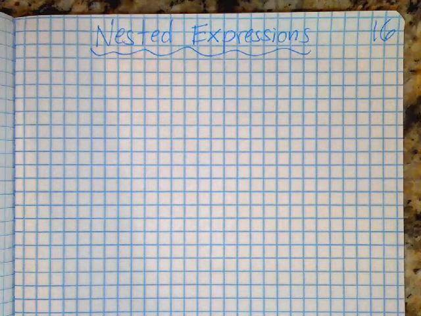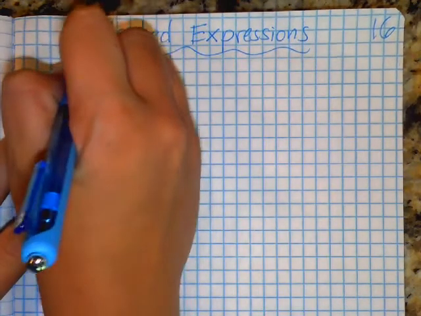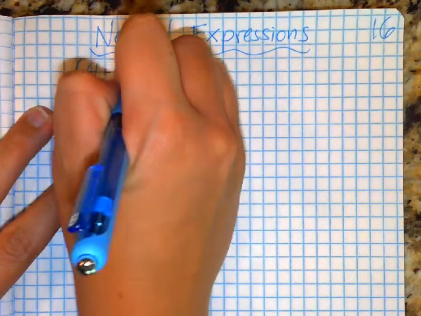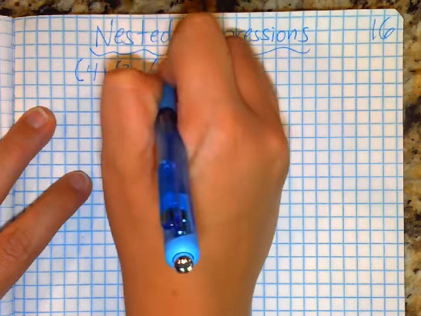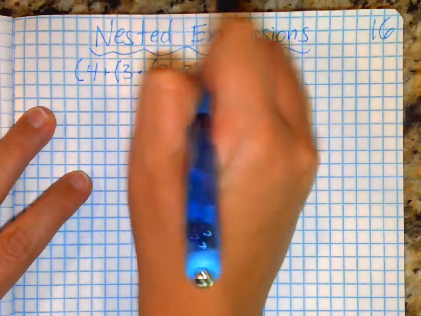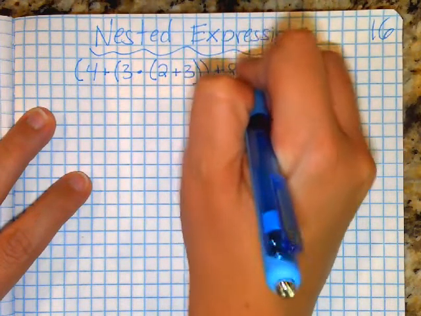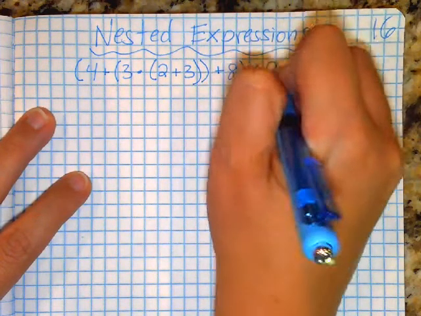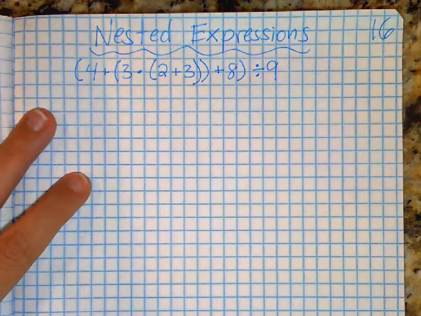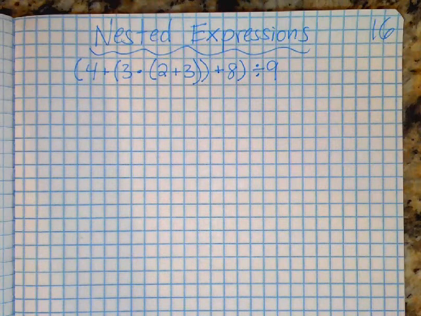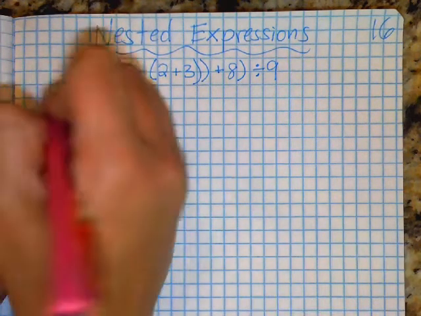Okay, so have you ever seen an expression where it's parentheses 4 plus parentheses 3 times parentheses 2 plus 3, close parentheses, plus 8, close parentheses, divided by 9. Now that's an expression, and it's very difficult to determine where one set of parentheses starts and the other one begins. So what we do is mathematicians have created things called brackets and braces.